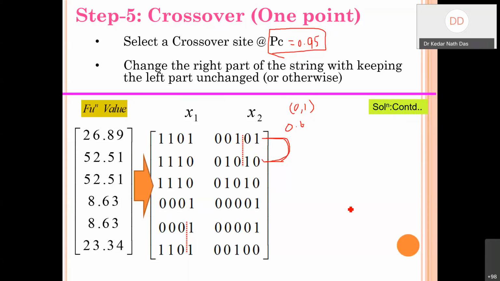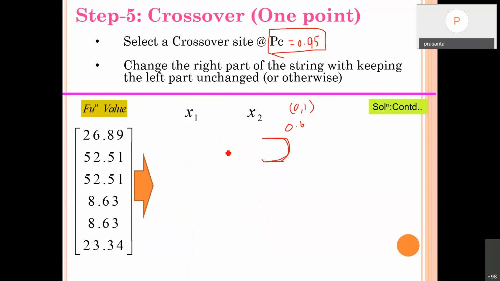Sir, can you explain that one more time, how you converted to binary? This string you mean to ask? Yes, sir. In fact, you are not converting actually. You can look at here.